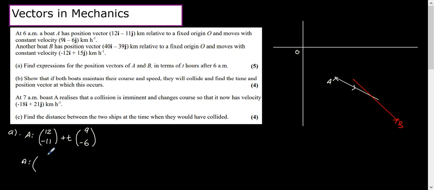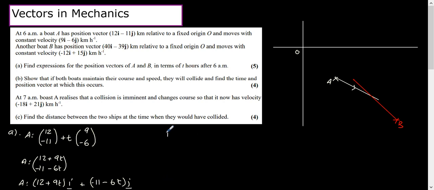We can simplify this into a single vector by combining the i components, 12 plus t times 9. And we've got minus 11 minus 6t, so minus 11 plus t times minus 6. And that means that our position vector of A, we need to write it in terms of i and j simply because the question is written in i's and j's. It doesn't specify, but we should if the question has i's and j's in it. And we're going to say it's 12 plus 9t i, plus minus 11 minus 6t lots of j. So that's our position vector of A.